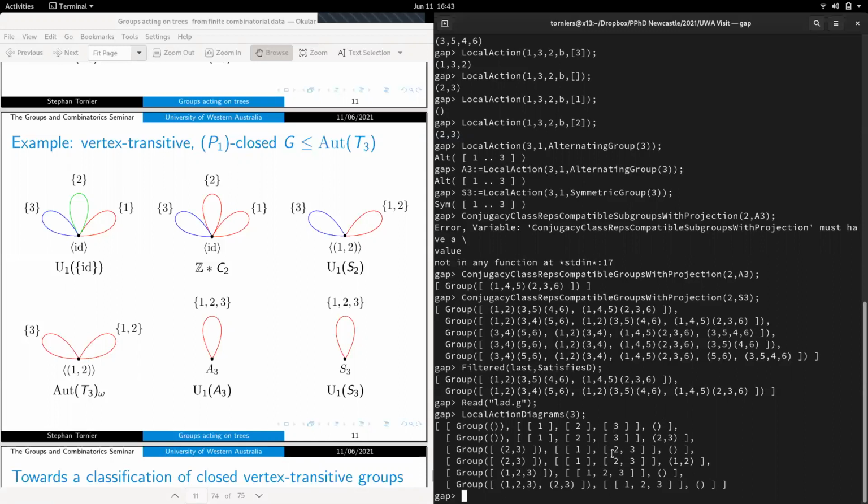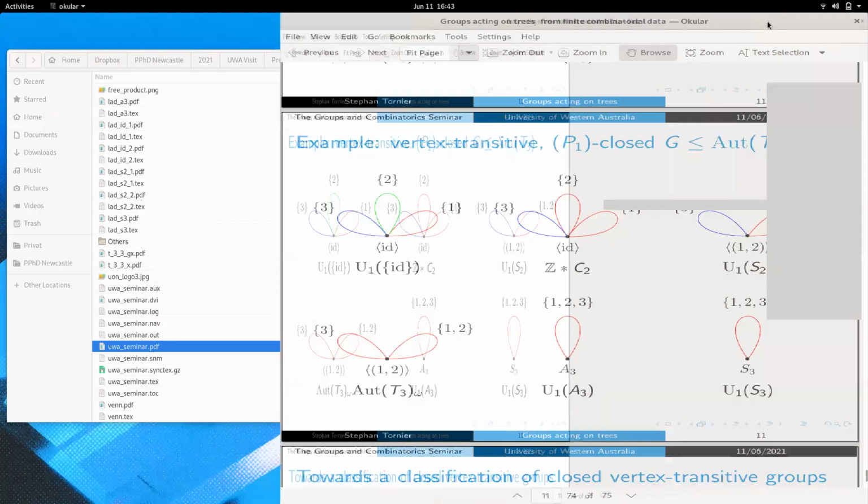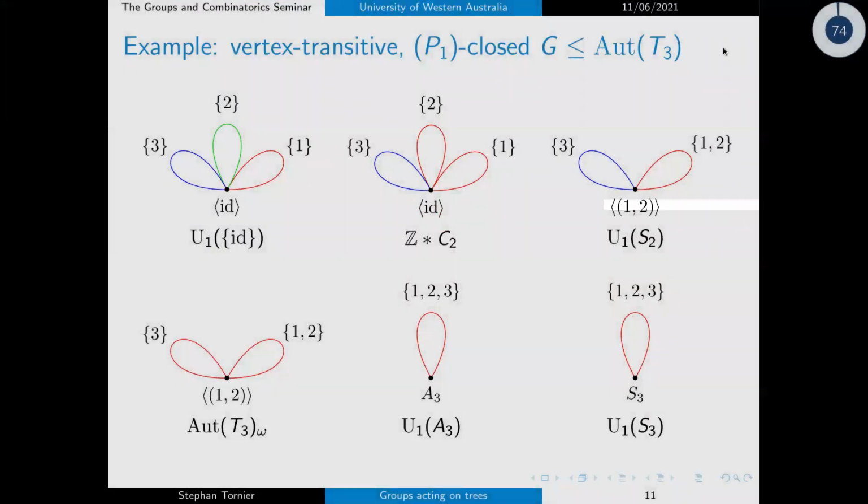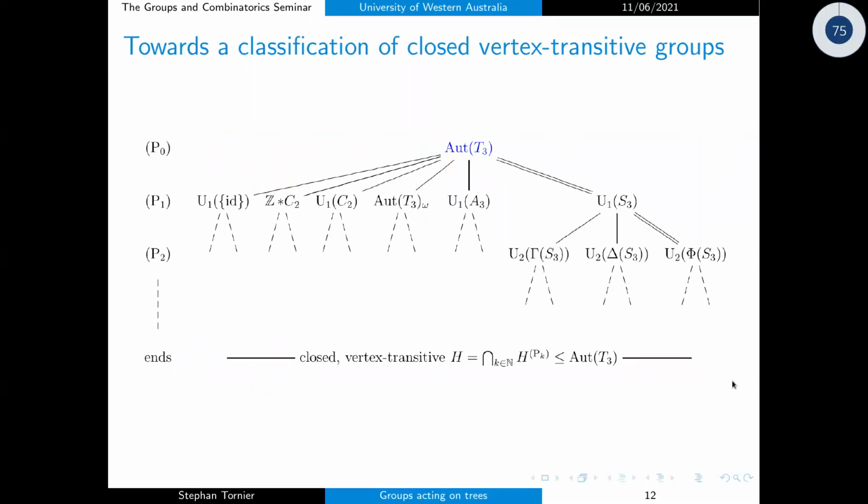And one obvious question is, could you try to count these local action diagrams, for example for a given D? It depends on the number of conjugacy classes of subgroups of the symmetric group, but also how many different involutions there are on their orbits. And this can get arbitrarily complicated.